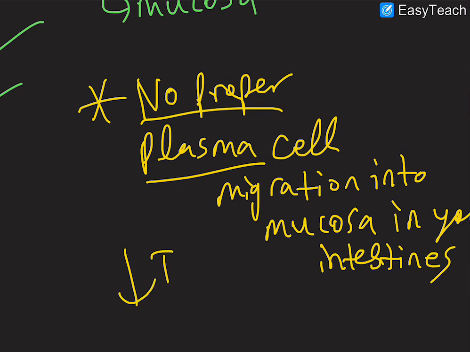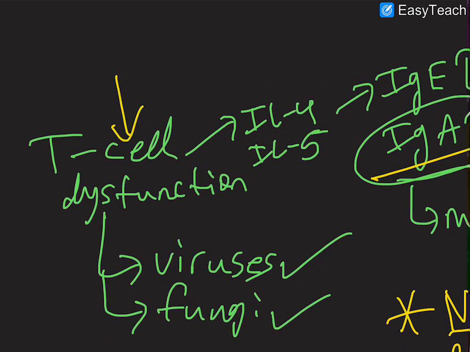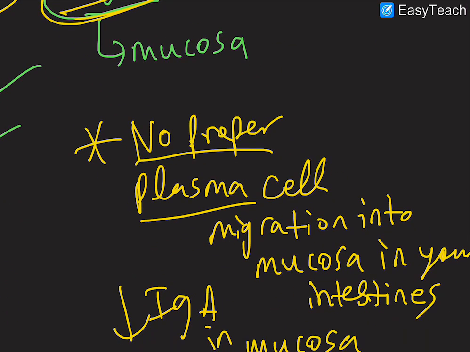Right, so you're going to have low IgA in your mucosa, but you may have elevated IgA in your serum due to the fact that your T cells are dysfunctional and they're releasing more interleukin 4 and 5, okay? Which we know can help your B cells class switch and produce IgE and IgA, okay? But your B cells overall are dysfunctional. So just because they do produce more IgE and IgA, because you have dysfunctional B cells, these antibodies aren't going to be as good for fighting infections in your mucosa, okay? Because you don't have proper plasma cell migration in your mucosa.